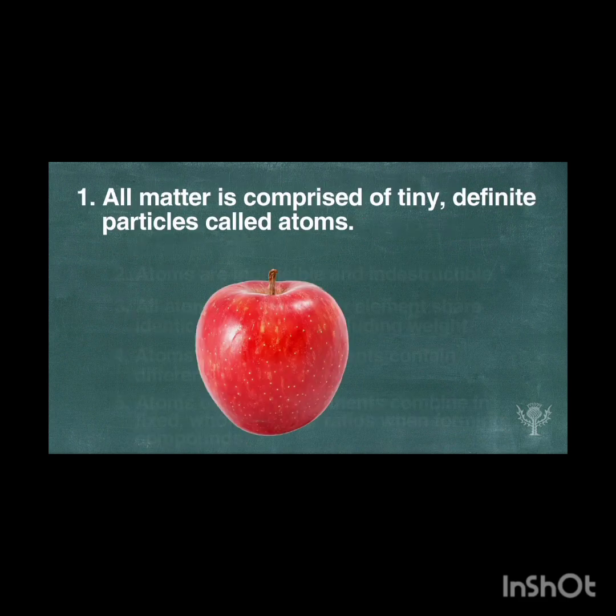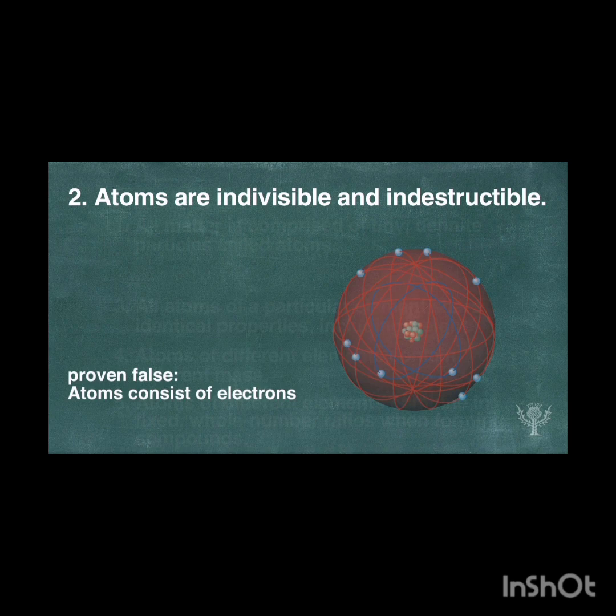The first point is: all matter is comprised of tiny and definite particles called atoms. So all matter is made up of the smallest tiny particle called an atom. The second one is: atoms are indivisible. It is the tiniest, smallest particle, right? Indivisible. What is the meaning of indivisible, children? Yes, good. You can't break that further.